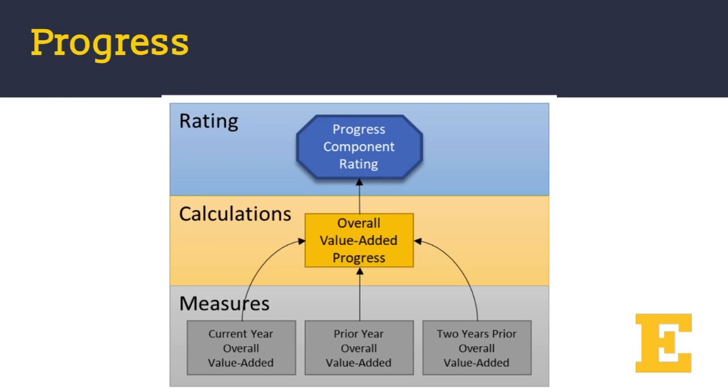Here's a visual just to go through what that looks like. At the bottom you have the different measures or different tests for progress. If there are 2 tests, which we're currently rating this measure on, we're looking at the most recent test score, which is 67%, and then the prior year overall value added, which is 33%. That gets brought together to be the calculation which indicates the rating for the progress measure.